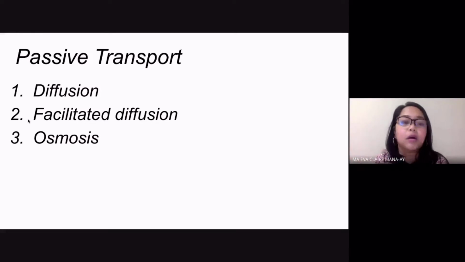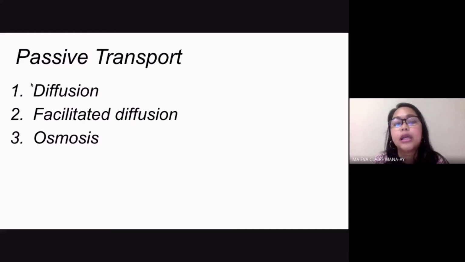Okay, so again, that's the major difference between simple diffusion and facilitated diffusion. Facilitated diffusion here uses membrane proteins. Now, yesterday we talked about osmosis. We said osmosis is just a special type of diffusion. It is the diffusion of water molecules through a selectively permeable membrane. So if you are talking about water molecules going in or out of the cell, that is just osmosis, okay? Because of course your cell membrane is a selectively permeable membrane. So again, these are the three different types of passive transport.